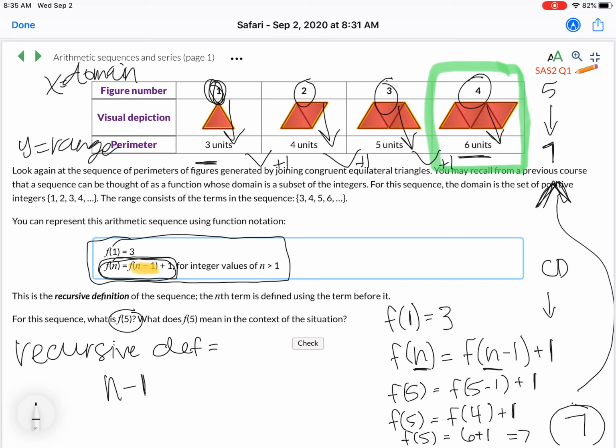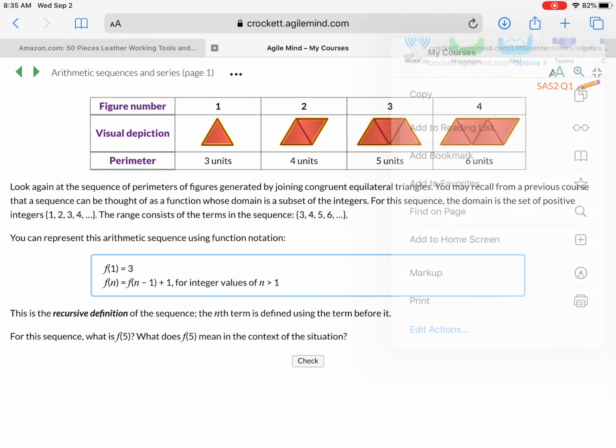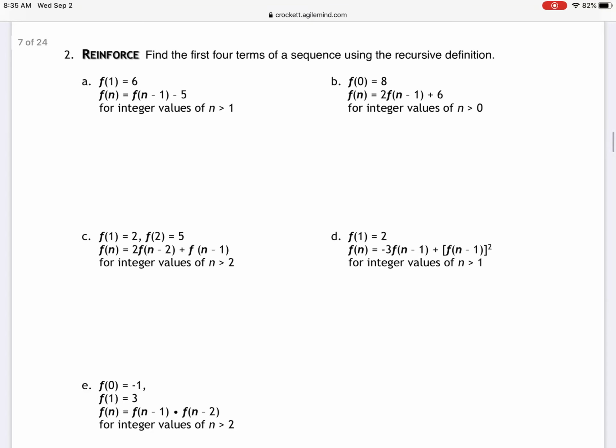Just for today, on your worksheet, I'm going to go through A with you. You are going to do B on your own, and when you come back to class on Tuesday, we are going to do C and D. I'm going to swap screens and go to this page, your worksheet.